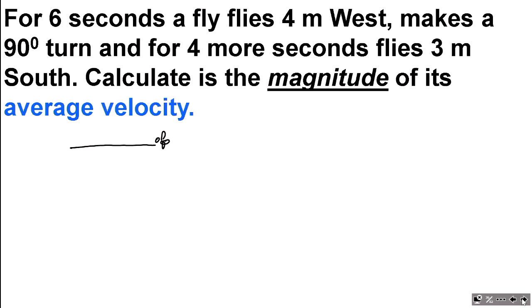4 meters west. That's, I want to call it distance traveled west. 3 meters south, I want to call it 3 meters south. So distance traveled south, 3. Done for now. This is a 90 degree angle.